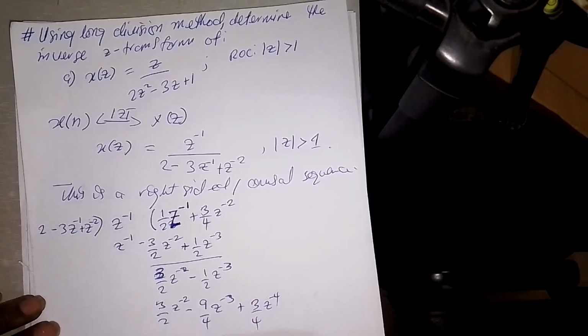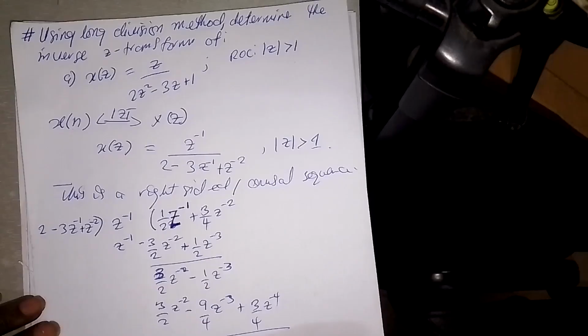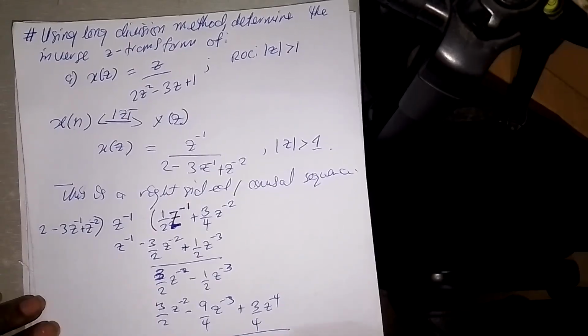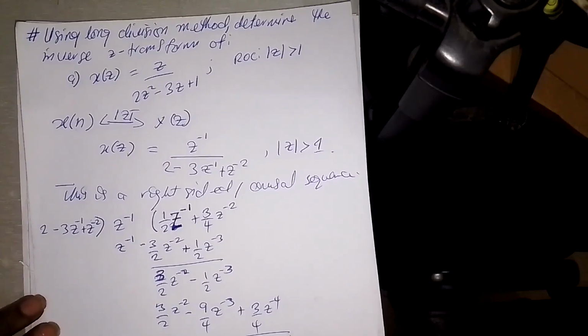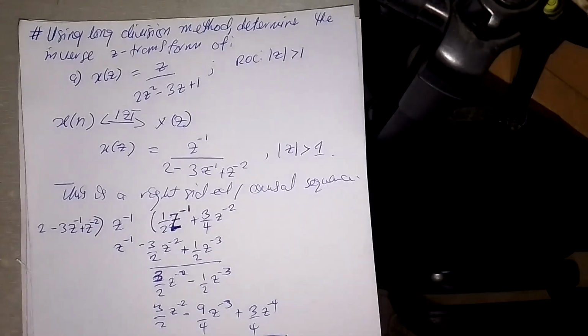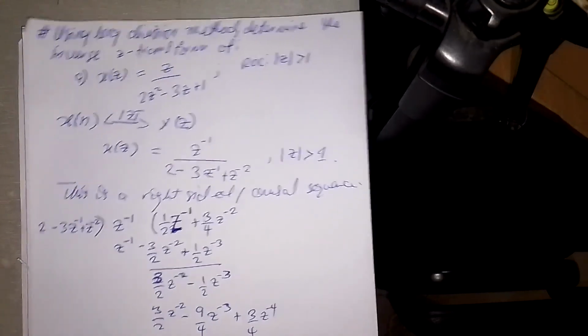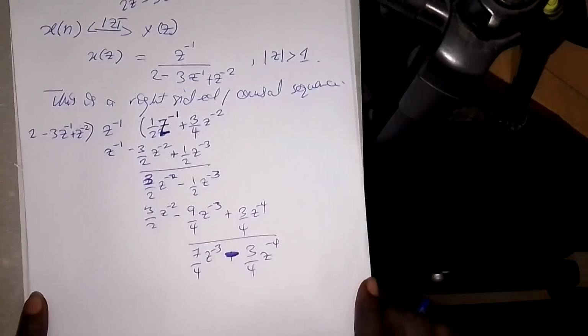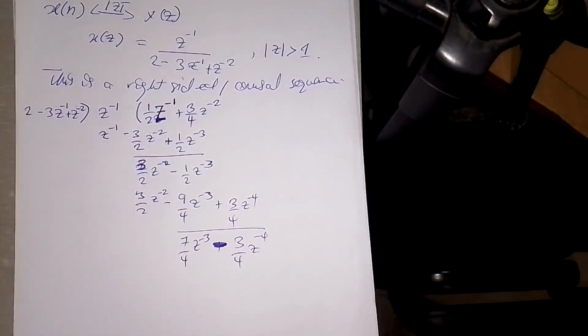Now I'll do my subtraction. If I do my subtraction, what will I get? I'll get 7 over 4 into z exponent minus 3. Okay, plus. No, here is 0. So if you subtract, you get negative 3 over 4 into z exponent minus 4. Okay, so that's what I'm going to get.